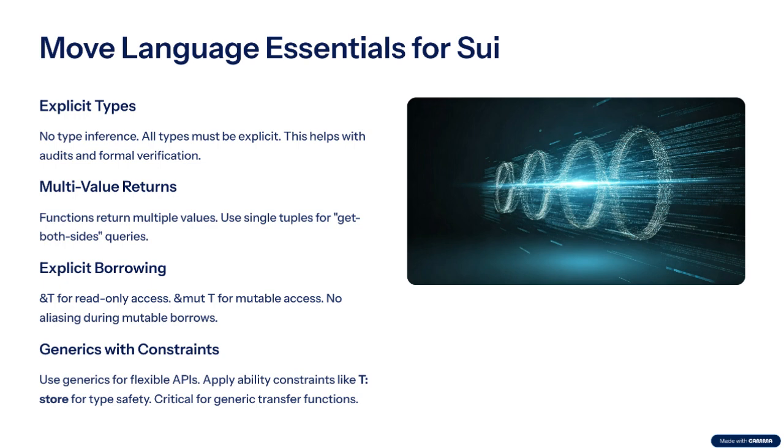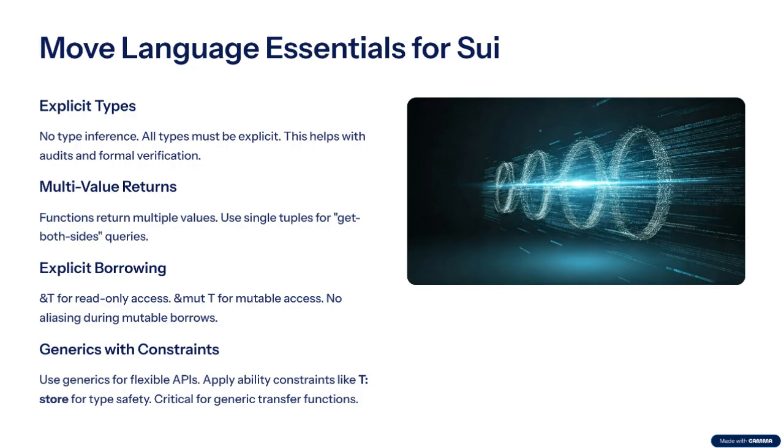Functions can hand back multiple values with a single tuple, ideal for get-both-sides queries. Borrowing is explicit. An &T promises only to read, whereas &mut T grants write access but forbids aliasing while the borrow is live. Generics work too. Attach ability constraints, T: store, so the compiler knows your type parameter supports storage operations. Constrained generics keep APIs flexible without sacrificing safety.